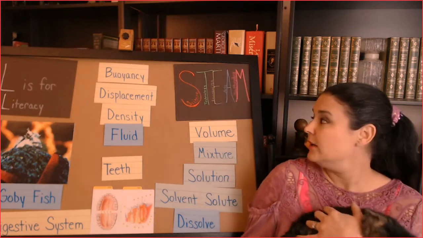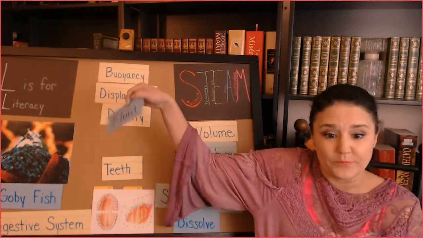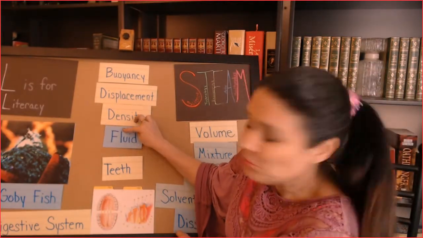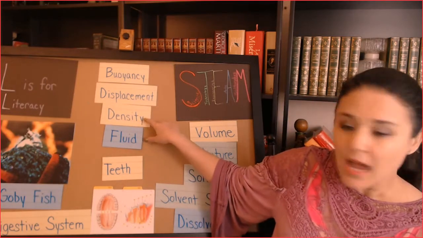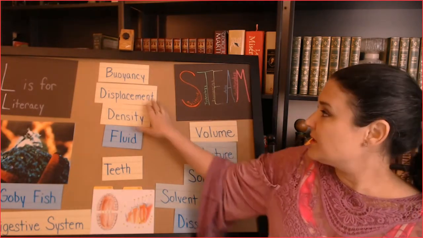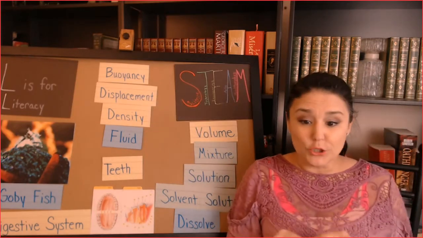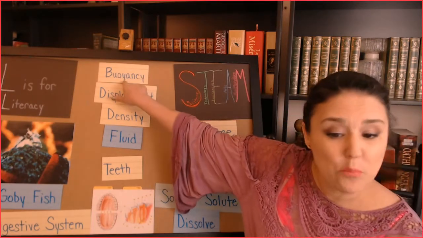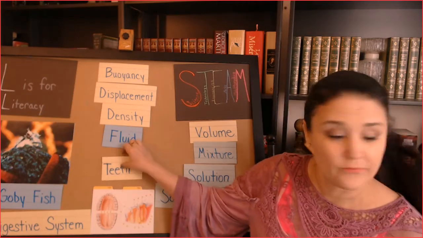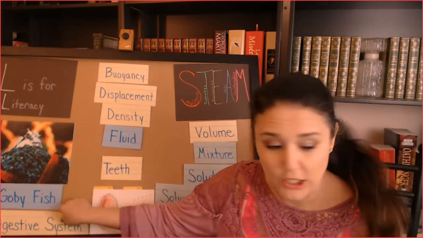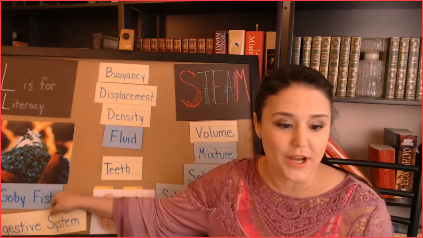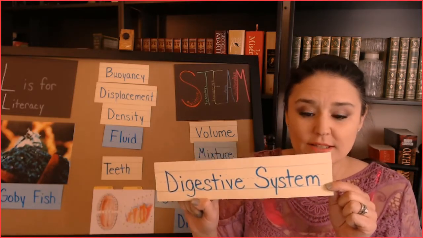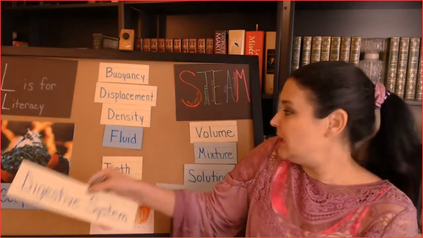All right? Okay. So we talked about fluids. Oh, there he goes. Fluids are just liquids. We talked about some properties of liquids like density and volume. We talked about displacement, which is the volume of water that moves out of the way when you put something on the top of the water. We talked about buoyancy, which is something's ability to float. And we learned about our digestive system. Your digestive system is the system in your body that helps you process anything you eat or drink.